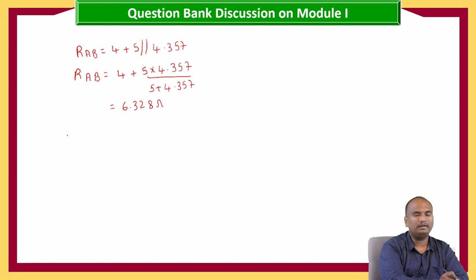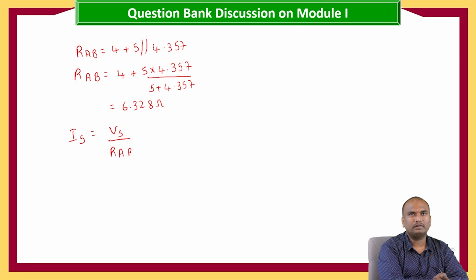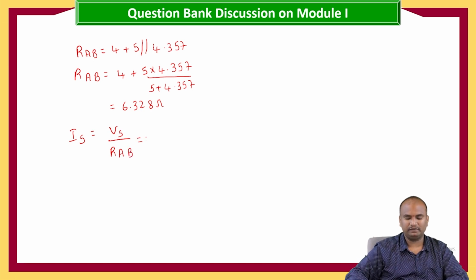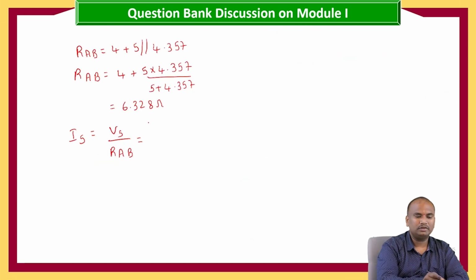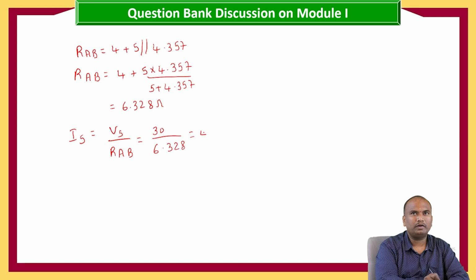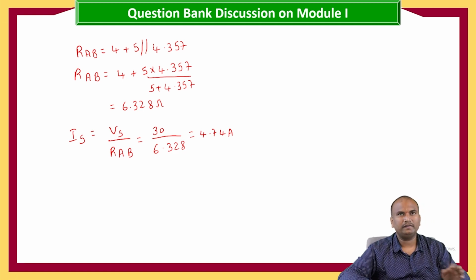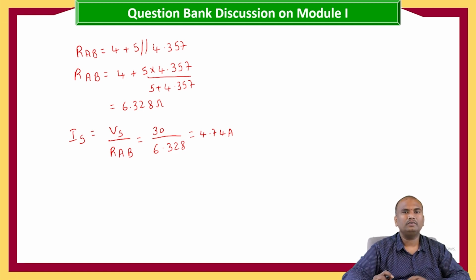Now we need to calculate the source current. Source current is equal to Vs by RAB. Here the Vs value is given as 30 volts. 30 divided by 6.328 is 4.74 amperes. This is the Is value for the given circuit.